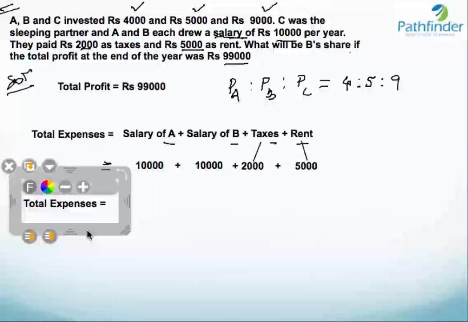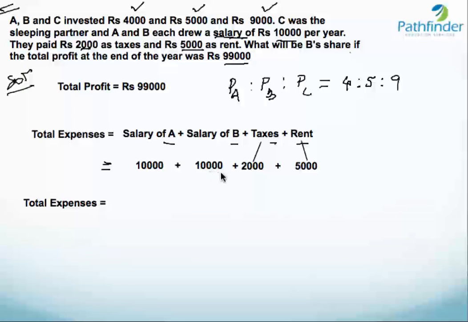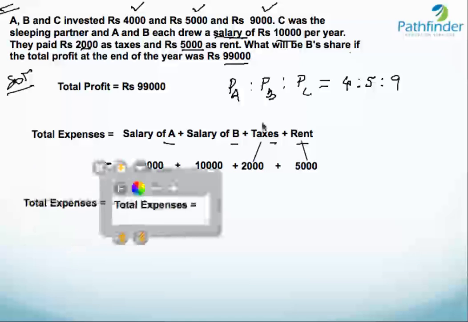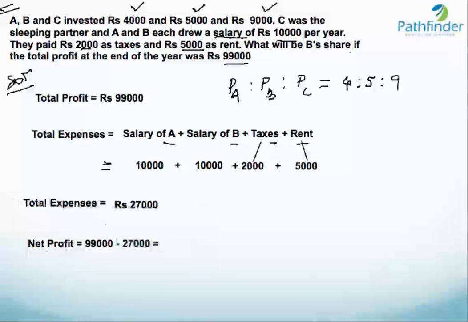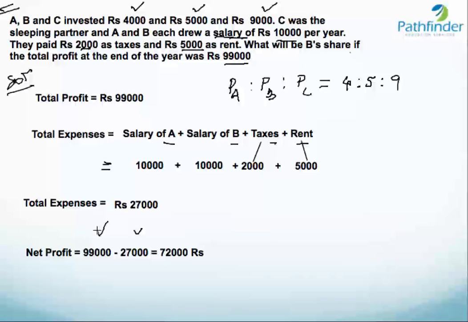If you add all of this up, you will get total expenses as 27,000, which means the net profit will be total profit, that is 99,000 minus total expenses, that is 27,000. So let us calculate the value of the net profit. So we have net profit is equal to 99,000 minus 27,000, that is equal to 72,000. And now we will apply the ratio 4 is to 5 is to 9 to this 72,000.